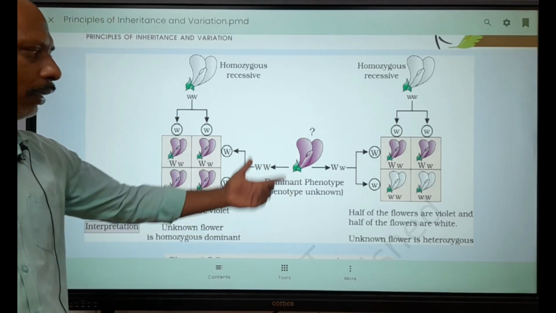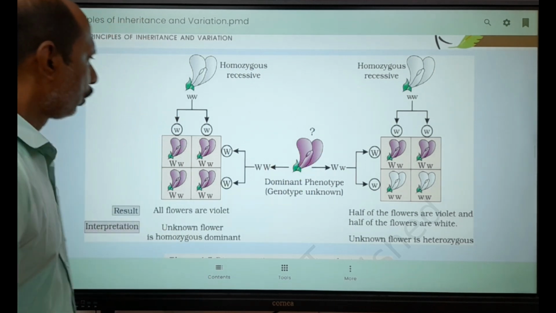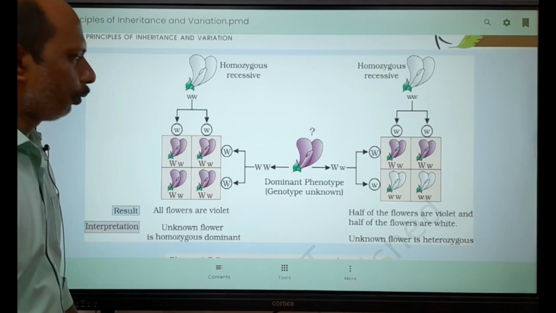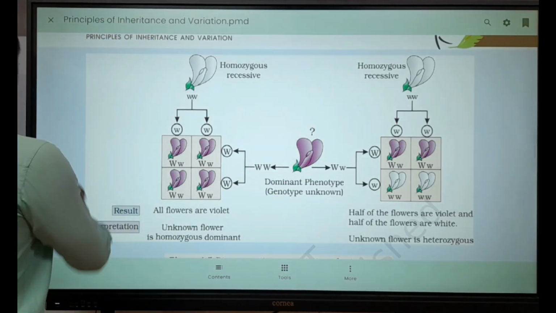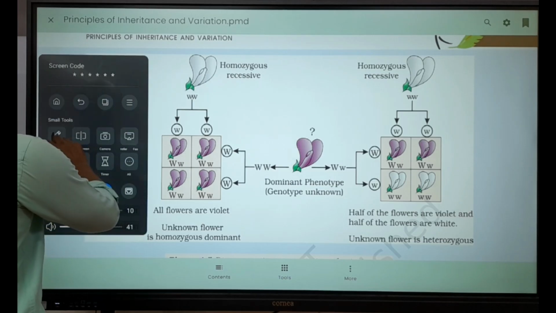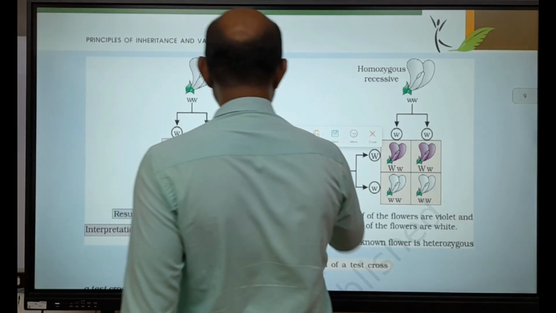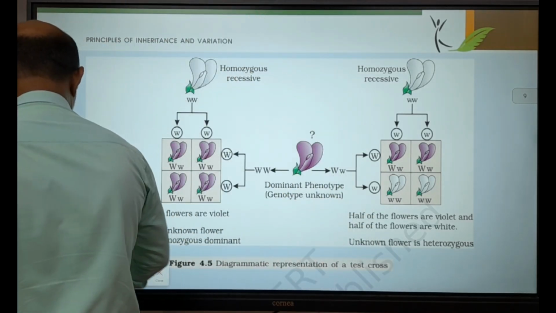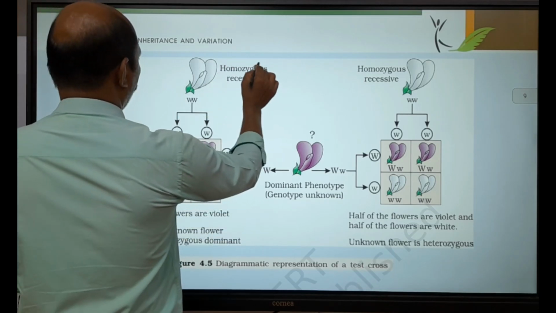Because violet color is there, and violet color means what? Violet is dominant over white color, right? So here we use small ww, right? And for this one, capital W is given here. In this figure, on two sides, this side is homozygous. You can see here homozygous recessive.